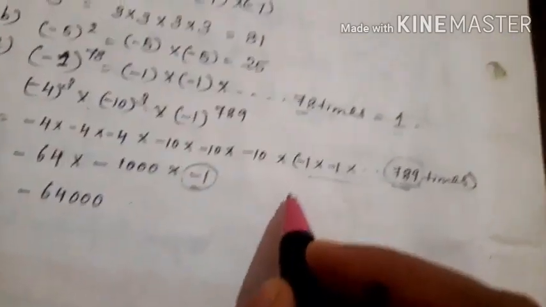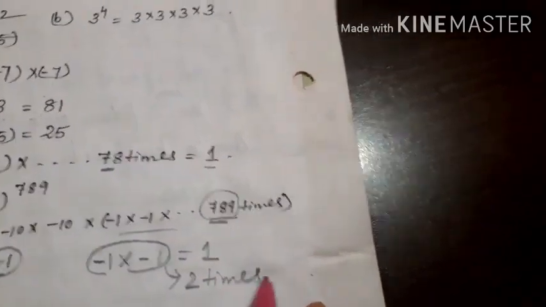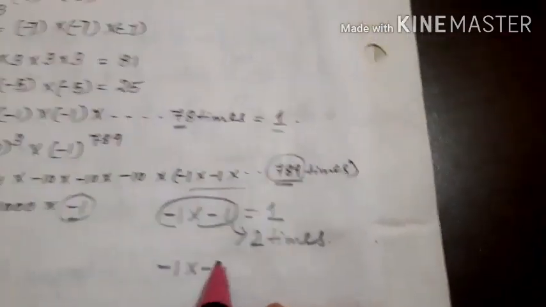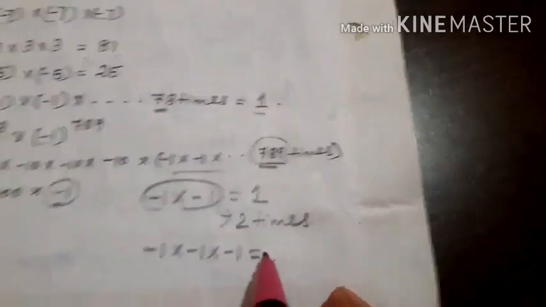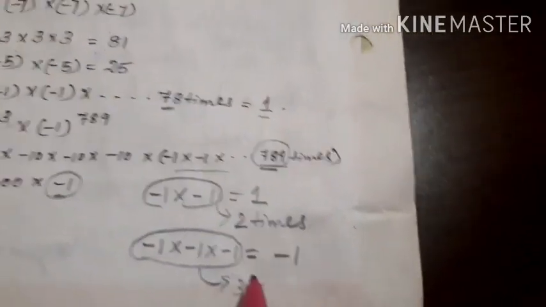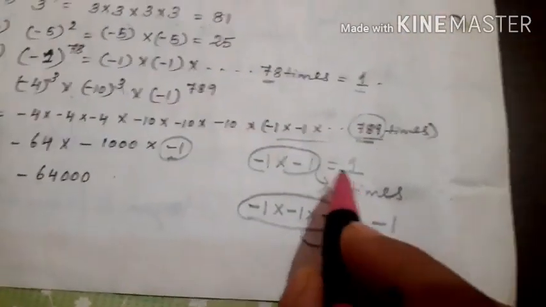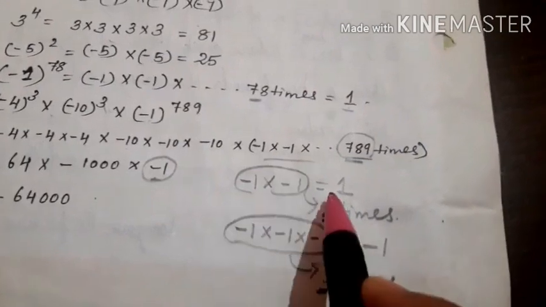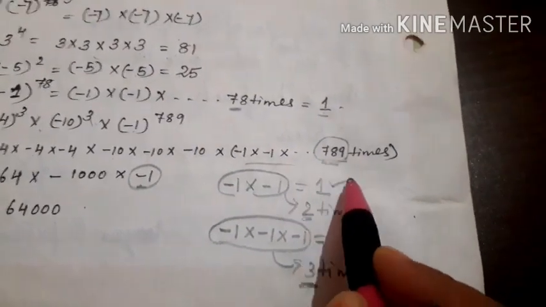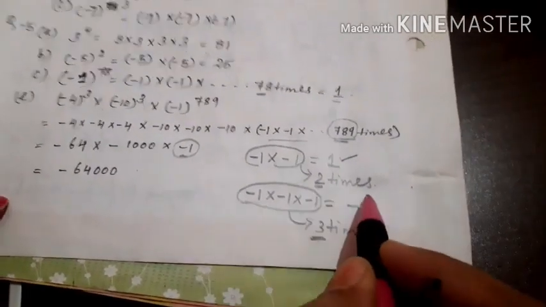But in case of odd number, you will get minus 1. You remember. For example, minus 1 into minus 1 is equal to plus 1 because it is multiplied even times, meaning 2 times. If I say minus 1 into minus 1 into minus 1, you will get minus 1 because it is multiplied 3 times. 3 times means odd times. 3 is odd and 2 is even. That's why if you multiply minus 1 an even number of times, you will get plus 1. If minus 1 is multiplied by itself an odd number of times, you will get minus 1.